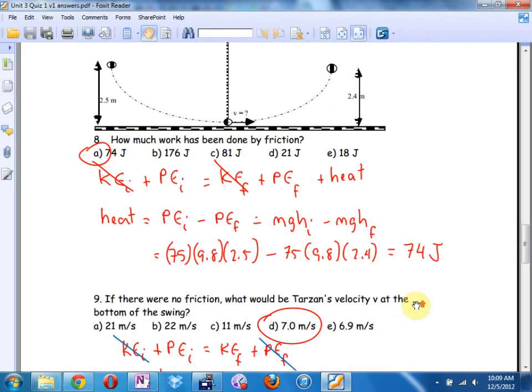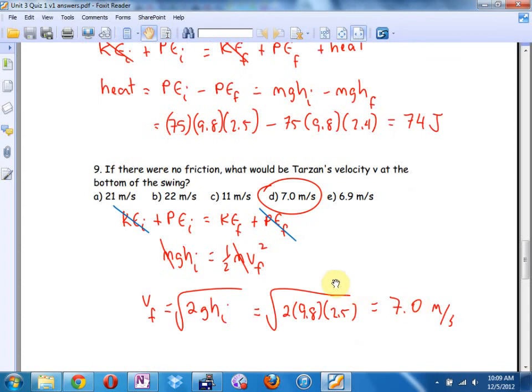If there was no friction, what would Tarzan's velocity be at the bottom of the swing? Is there a change in height? Yes. Is there a change in speed? Yeah. Is there a yucky curved path? This is a job for conservation of energy. It's possible I might be able to do this with Unit 1 stuff. Why bother bringing in vectors? So 7.